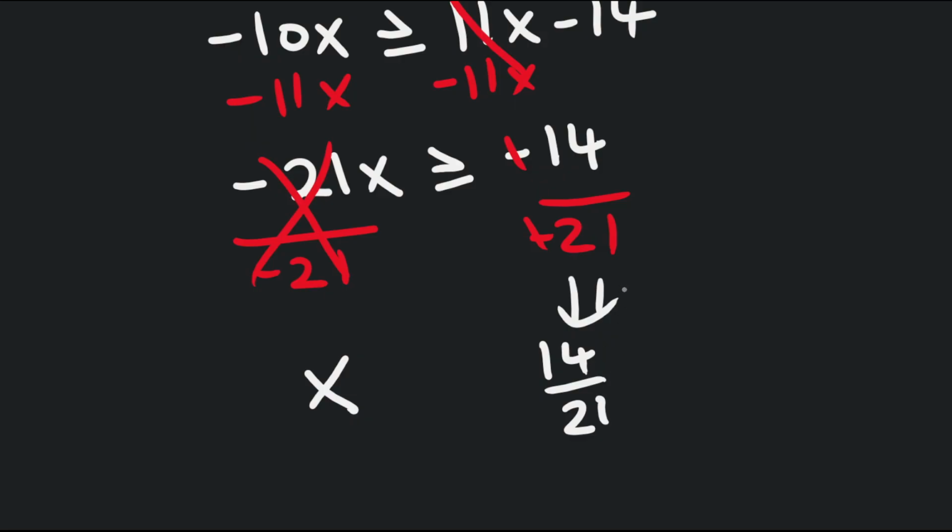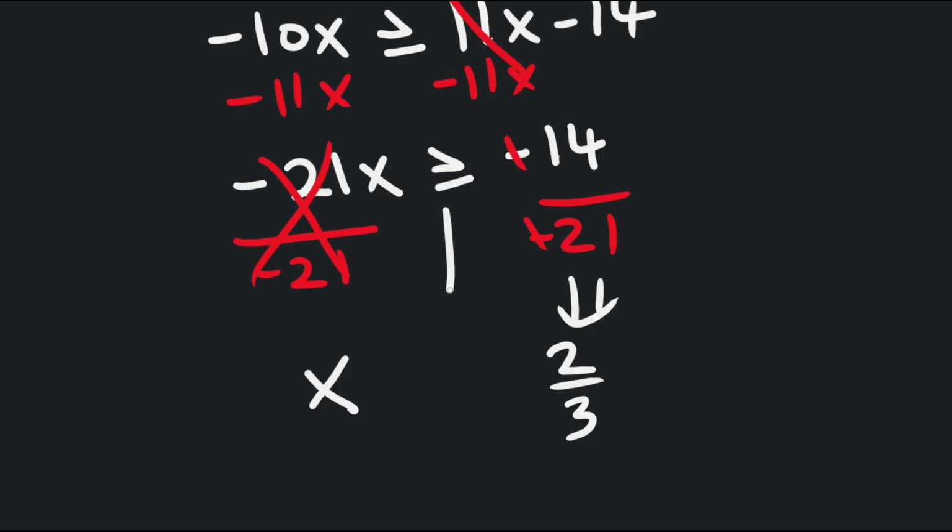We can also simplify because they both have a factor of 7. So if we divide the top and bottom by 7, that will give us 2 over 3. So 2/3. Let's go ahead and write that. So 2/3 is what that fraction simplifies to.